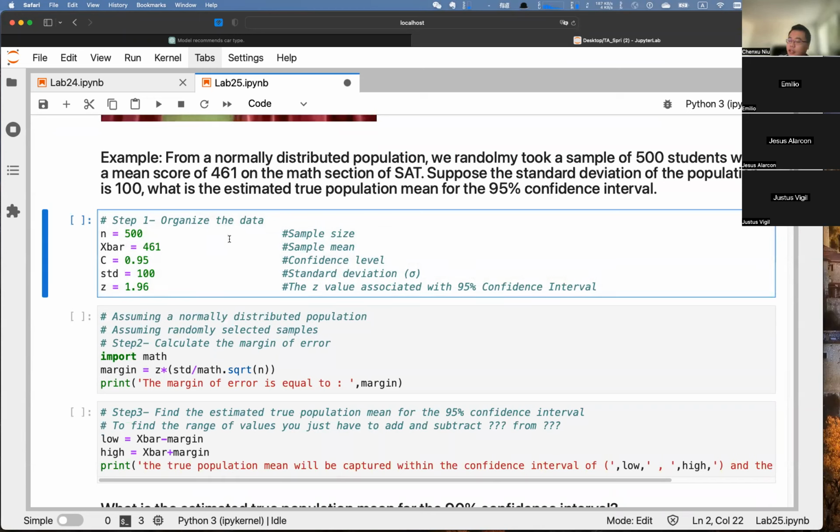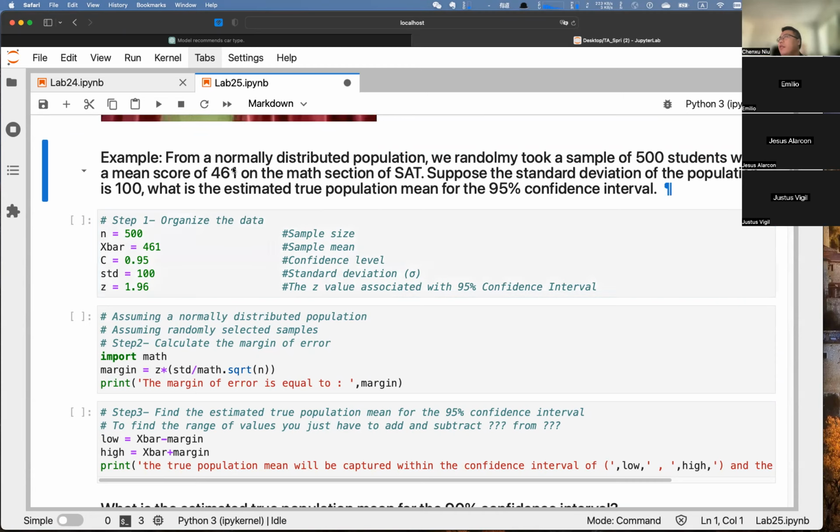Actually, in this class, we will learn only this example, but for different numbers. This example is from a normally distributed population. We randomly took a sample of 500 students, and the mean value is 461. Suppose the standard deviation of the population is 100. Then we want to know the population mean for a 95% confidence interval, right?